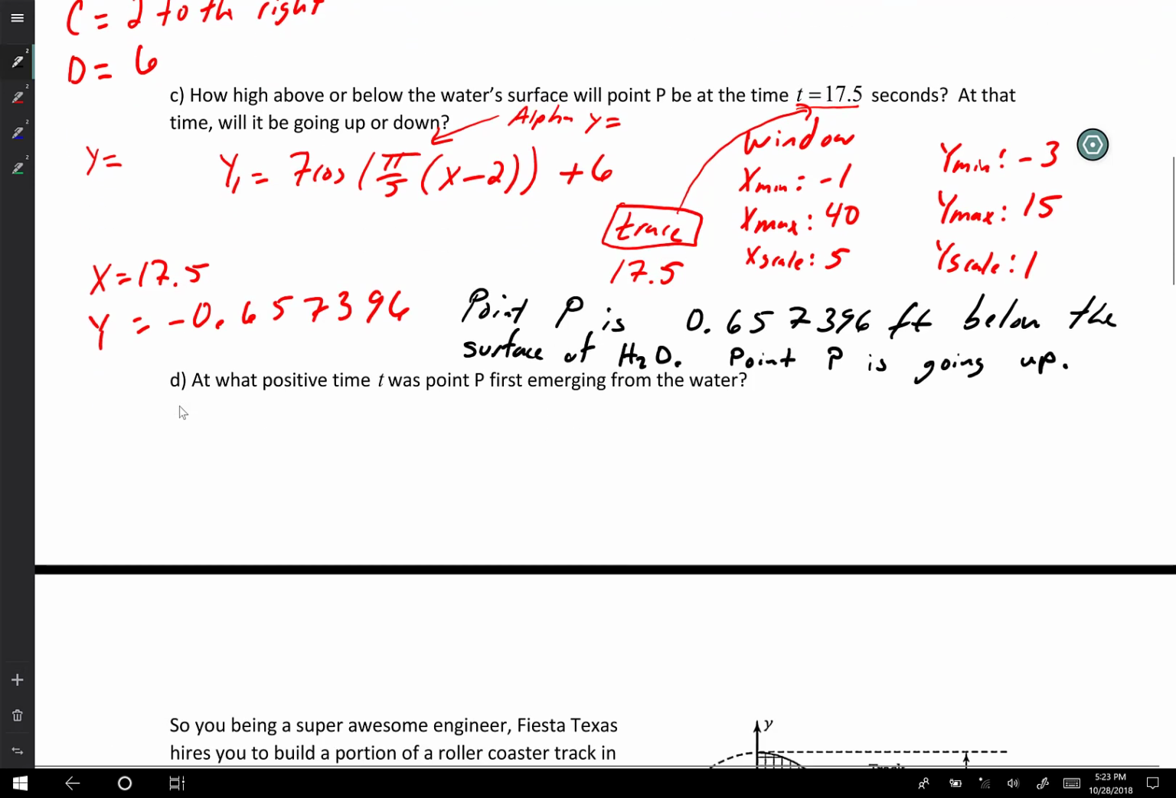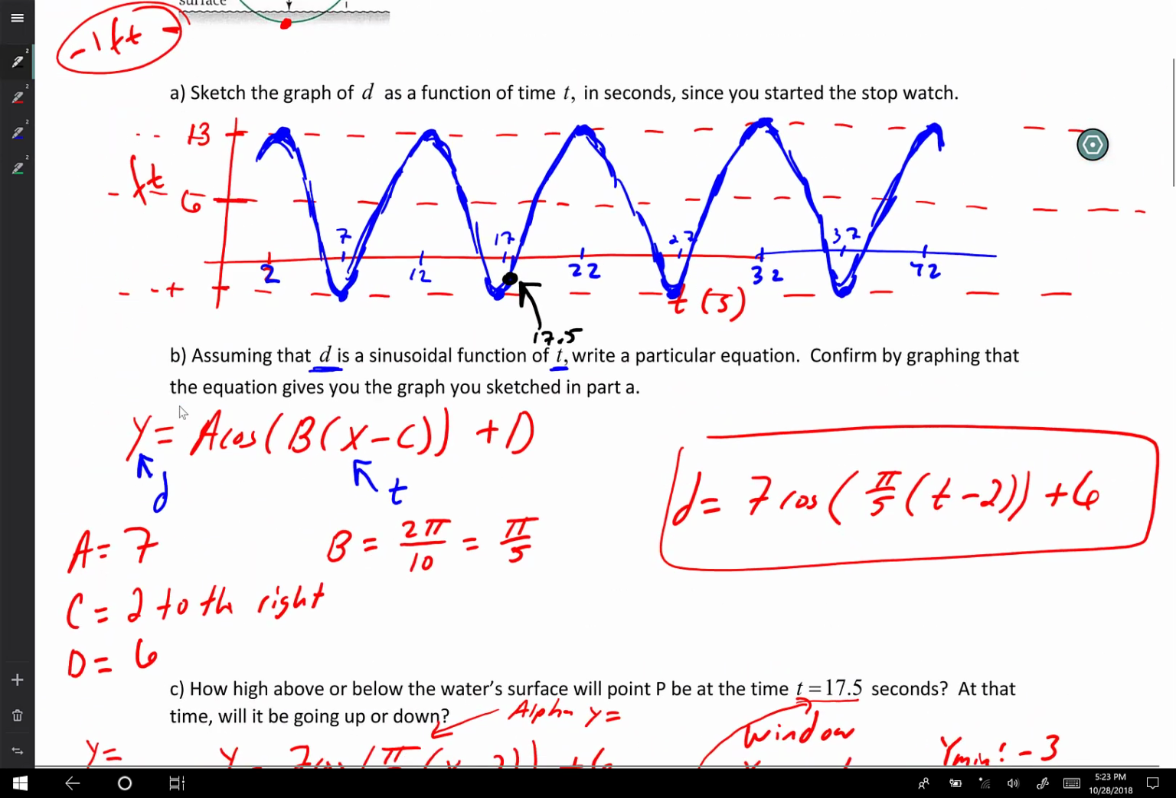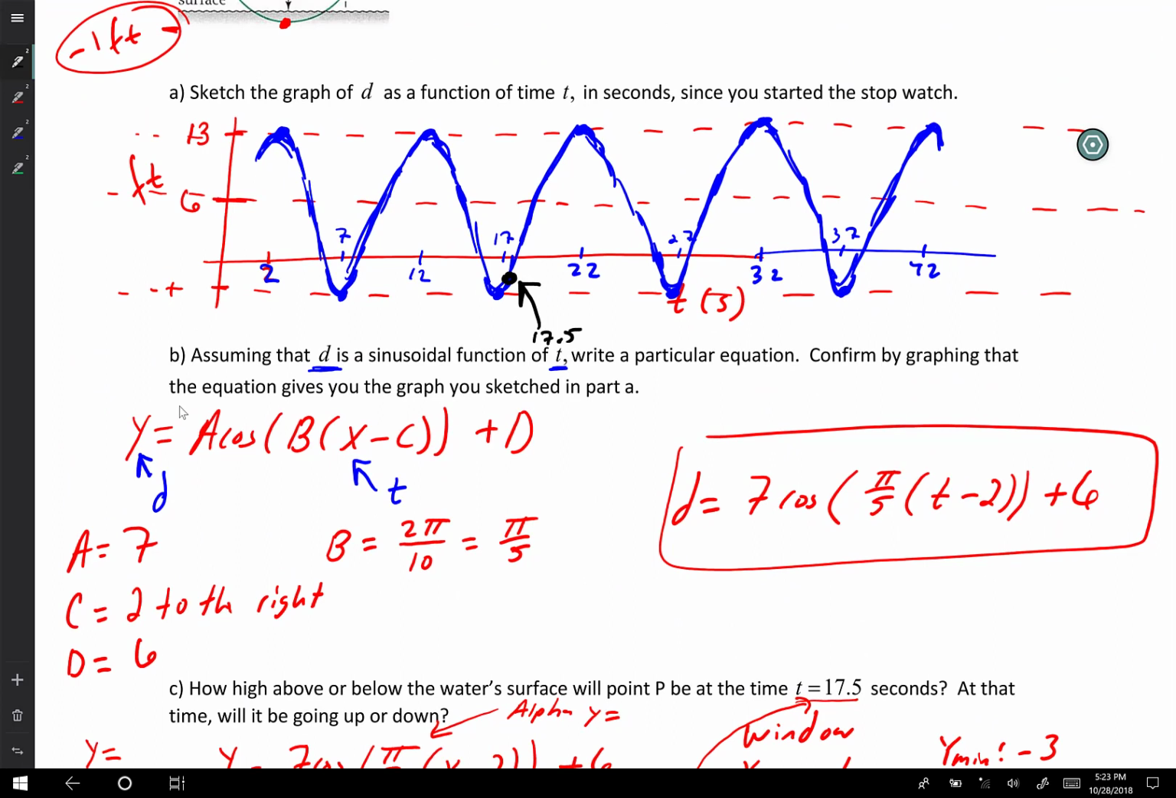So next, letter D. At what positive time t was point P first emerging from the water? So I'm going to look at your graph, guys. Where is point P first emerging from the water? This part that I'm circling is not emerging. That's when it's first going into the water. So when is it first emerging? This second one that I'm circling right here. At that moment, it is first emerging from the water. So how do I find that out?